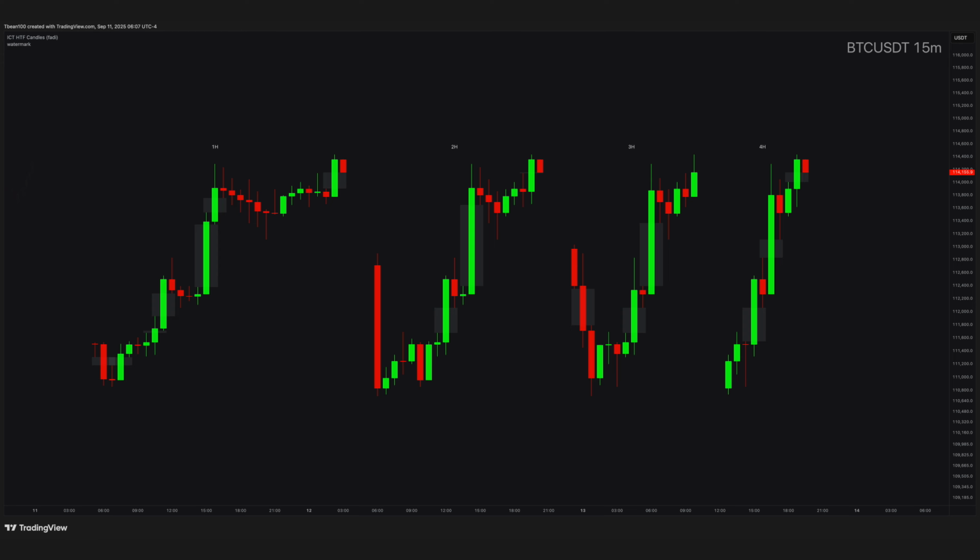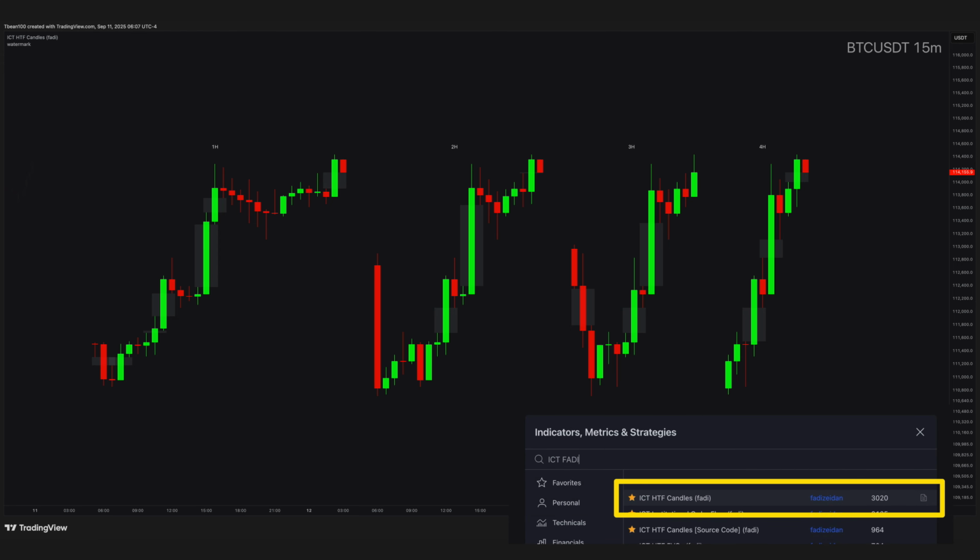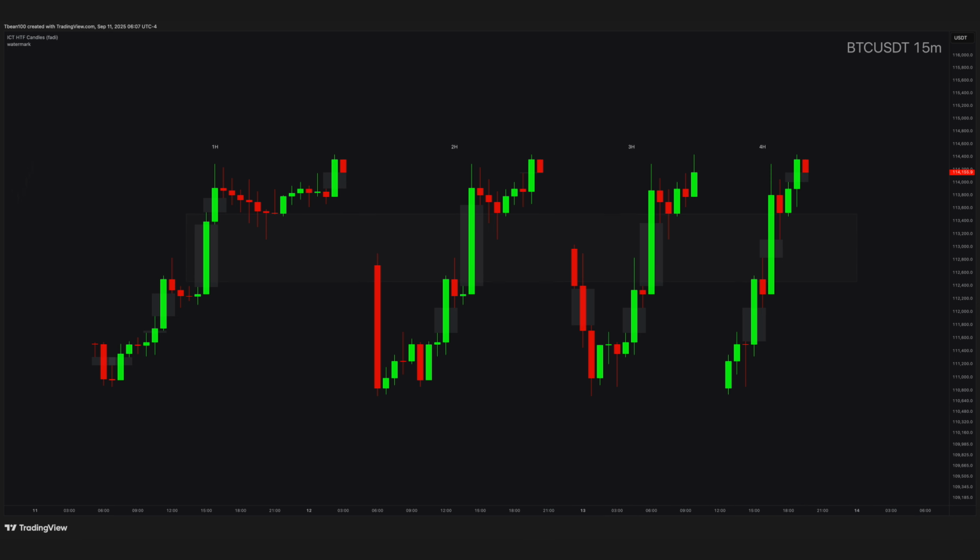Let's have a quick talk about this Bitcoin setup by using our favorite tool, the ICT High Time Frame Candles Indicator on TradingView. When you apply this indicator, you can immediately spot multiple imbalance zones and quickly identify a good entry location. As you already know, we recently went over swing failure patterns.